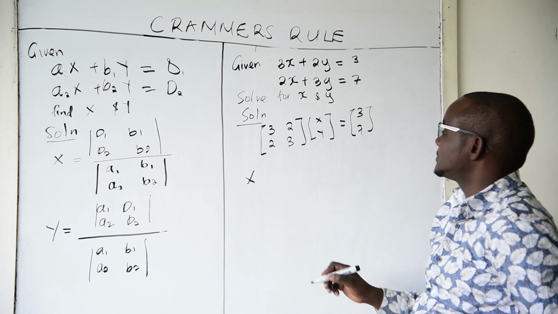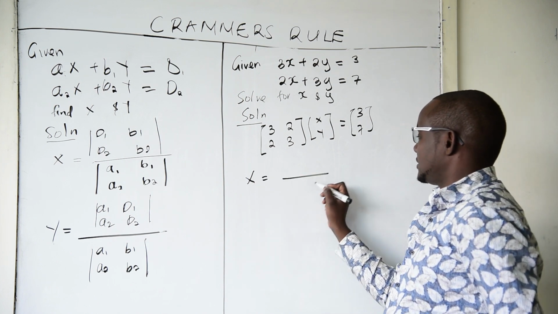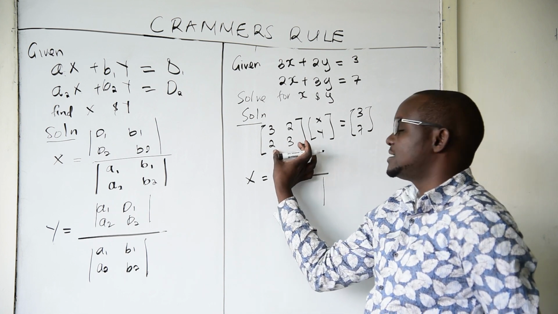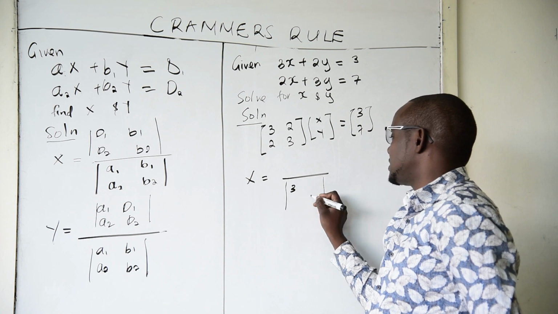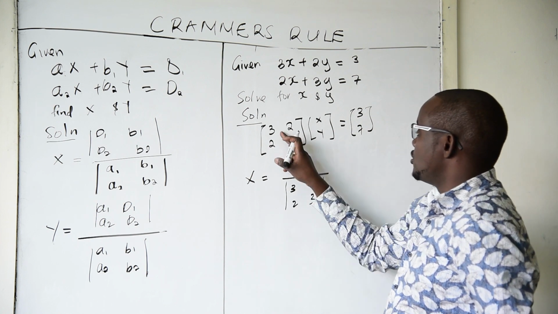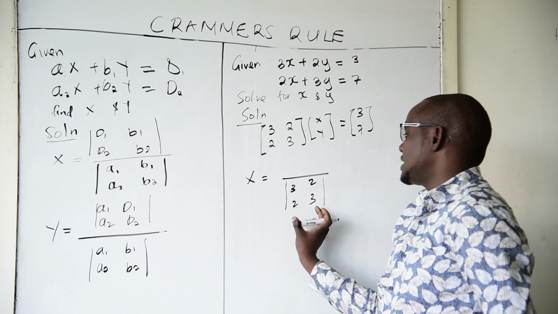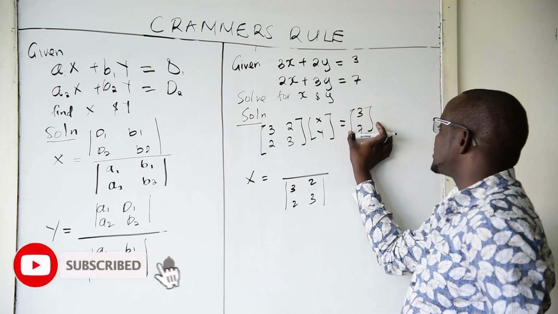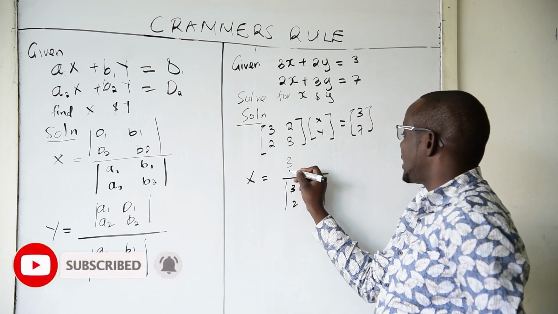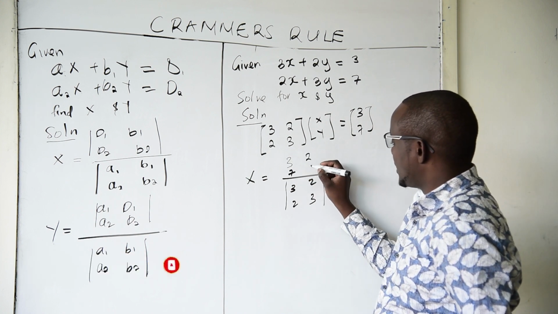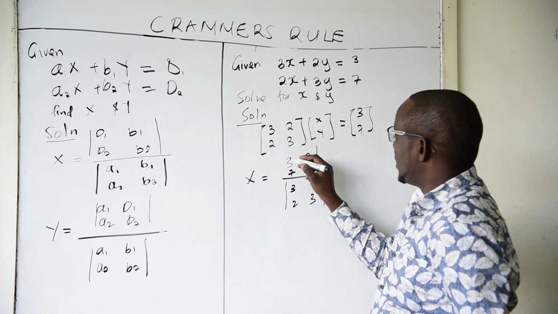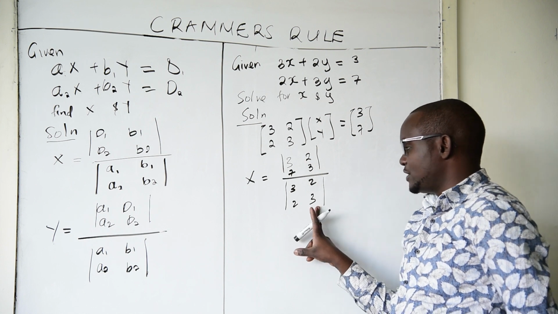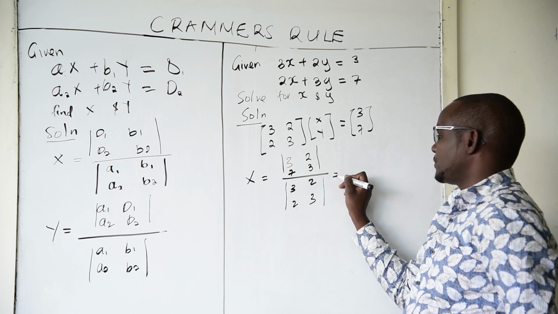To solve for x, the denominator becomes this matrix. We maintain this matrix as the denominator. For the numerator, we use the same matrix, but replace the first column, because we are looking for the first independent variable, with these constants. So I have 3 and 7, 2 and 3. All I need to do is find the determinant of this and divide by the determinant of this matrix. Then I can have my value of x.